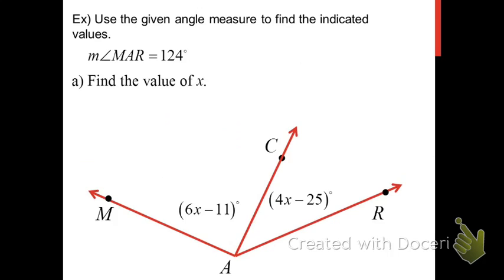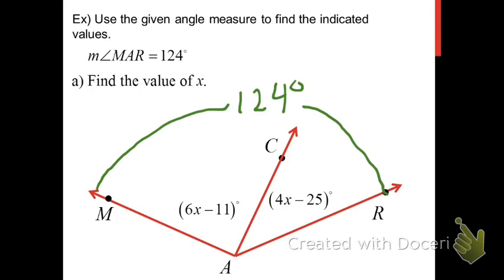Alright, again in this picture, I've got a situation where I've got two smaller angles whose measures are going to add up to be equal to the measure of a larger angle. And what I've told you is that the measure of angle MAR, the largest angle, is 124 degrees. So from here all the way across is 124 degrees. Now what we're going to have to do is use an equation, first of all, to find the value of x. That's what I'm telling you to do.